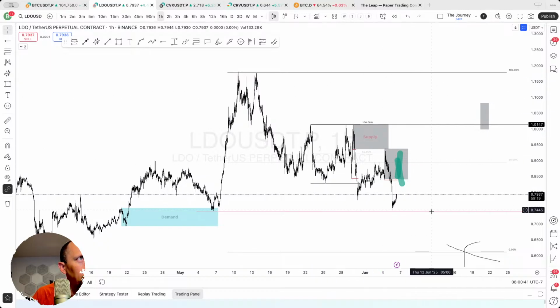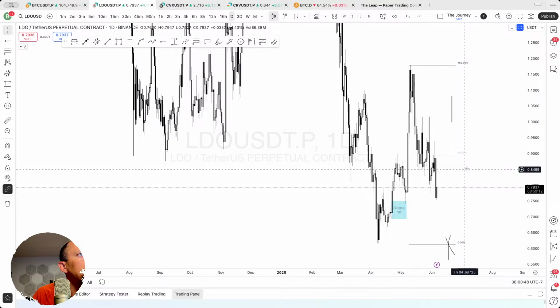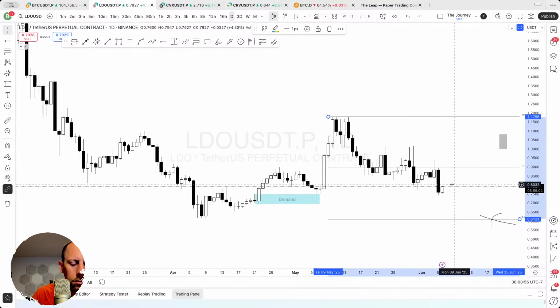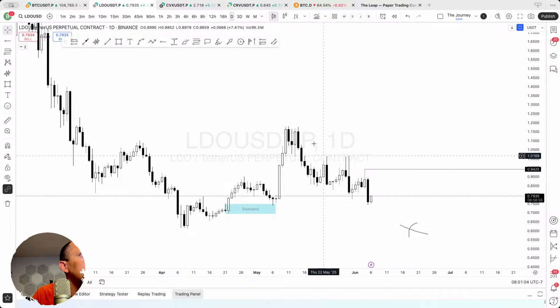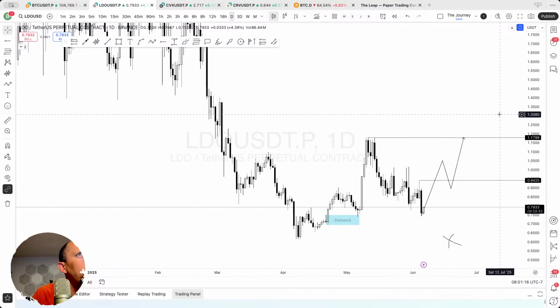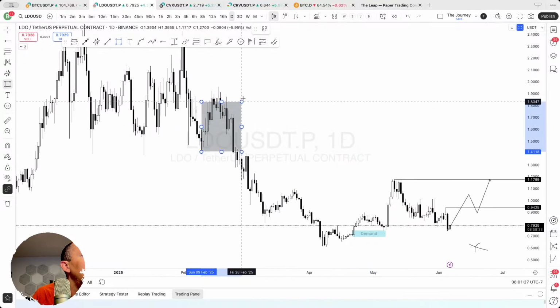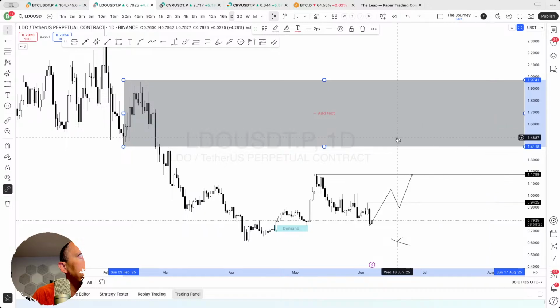So what does that all mean? Because all I'm doing is yapping. When it comes to spot on LDO, I'd like to see it return its daily market structure to bullish. I'd like to secure my position by 1.1799. I would definitely look to secure by there. I'd look to further secure by 1.4118 to like 1.6 in this area.